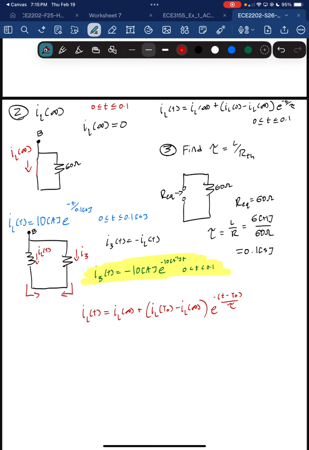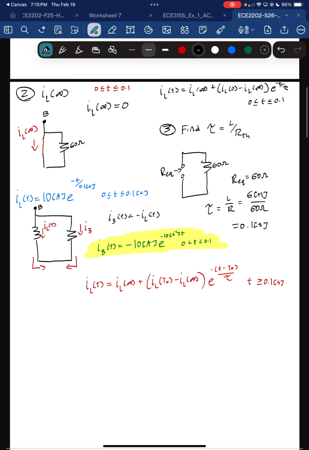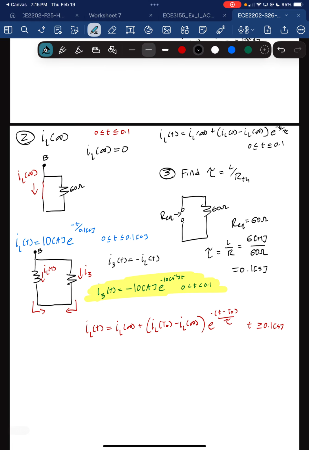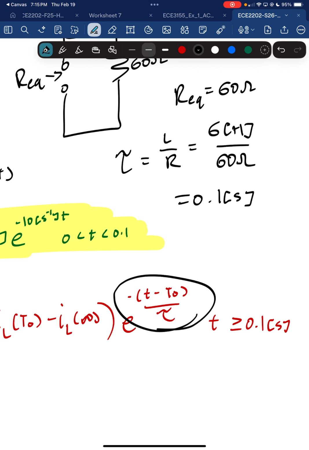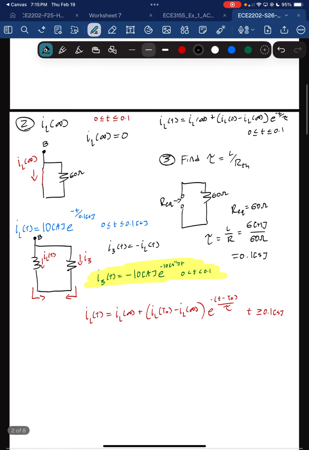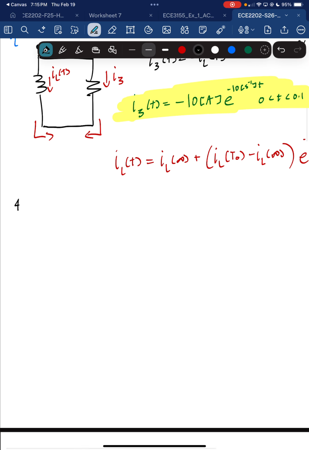However, now we are looking for the equation for the current through the inductor for t greater than 0.1 seconds because the switch now flipped to position C at 0.1 seconds. So we just have to keep that in mind, especially for our exponential term. We need to make sure that we put negative t minus 0.1 over whatever our time constant is. You have to remember that. So first things first, let's draw our circuit in position C. All right, so this is kind of step 4 here.